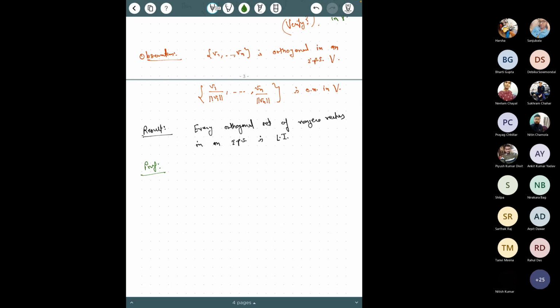So how to do this? You have to prove this for every orthogonal set. So you say, let S be an orthogonal set of non-zero vectors. Now you have to prove that this set is linearly independent. How would you do it? You say, let v1 to vk be orthogonal vectors in S. So any k vectors you have taken. And then you say, let alpha 1 v1 plus up to alpha k vk be 0.